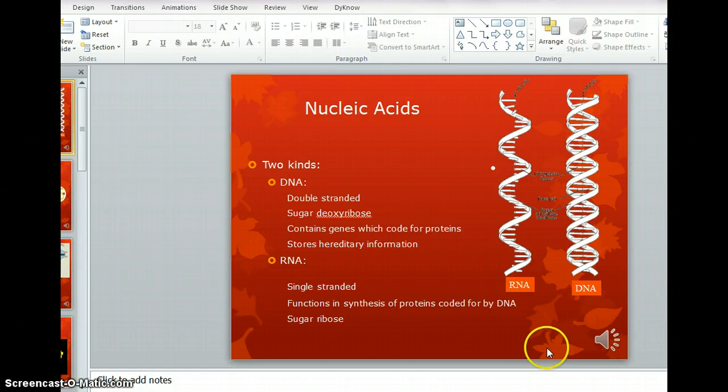There are 2 differences in the structure of DNA and RNA. DNA is double-stranded. So here's a picture of DNA, and you can see it looks like 2 strands that are wound around each other. And RNA is single-stranded, so just one strand. And DNA contains a sugar called deoxyribose, while RNA contains the sugar ribose. In fact, it's in part of their names. DNA stands for deoxyribonucleic acid, and RNA stands for ribonucleic acid.